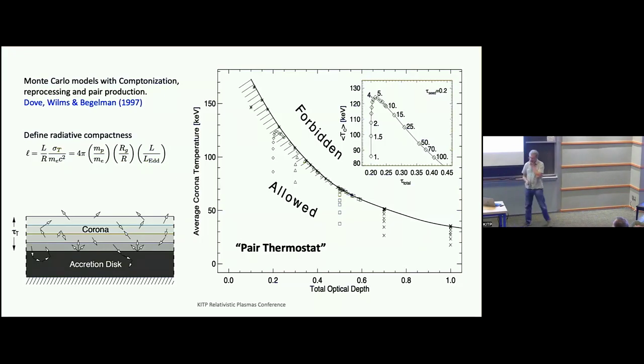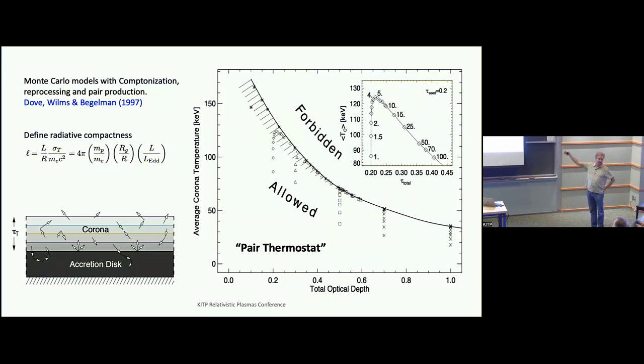Now, another piece of jargon here, we talk about the radiative compactness of a corona, which fundamentally is the luminosity of the corona divided by the radius, with constants put in to make it dimensionless. If you expand that out, it's the proton-electron mass ratio times the luminosity in Eddington units times 1 over Rg in gravitational units.